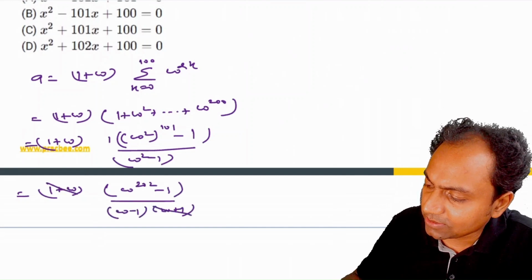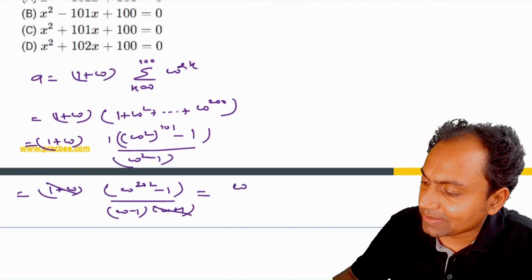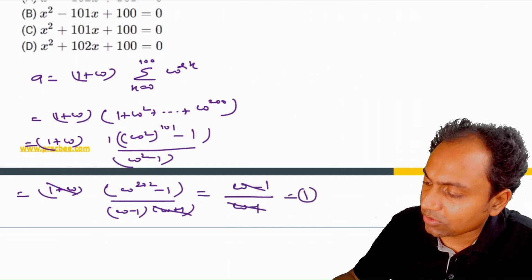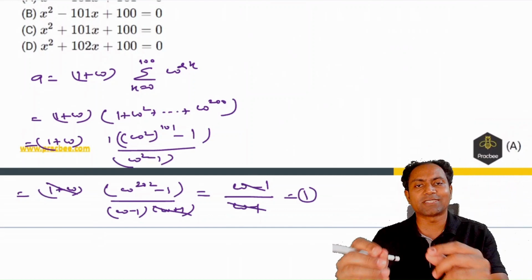Omega plus 1 gets cancelled out. If you simplify this, this is nothing but omega only. So omega minus 1 by omega minus 1 again gets cancelled out. So the value of A is nothing but 1.